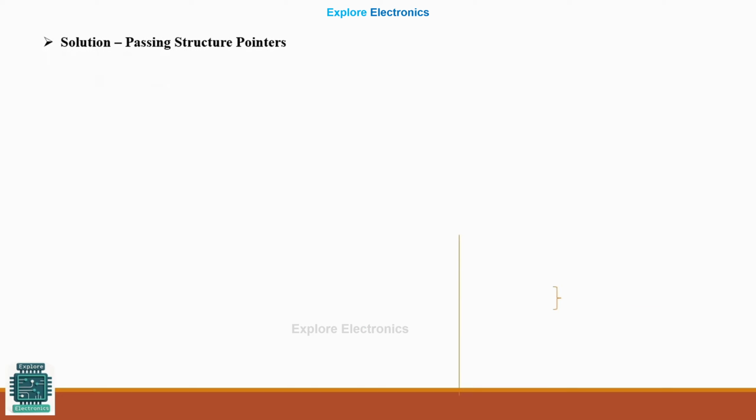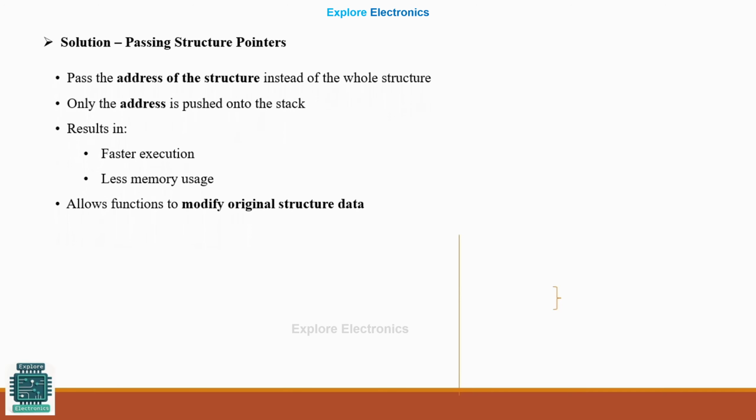Now, solution. Then what is the solution? That is passing structure pointers. Pass the address of the structure instead of the whole structure. Here, only the address is pushed onto the stack. What is the outcome of that? Faster execution, less memory usage. That means instead of a whole structure, we are passing only the address of the structure. Then obviously it executes faster and occupies less memory in a system. So it allows functions to modify the original structure data.